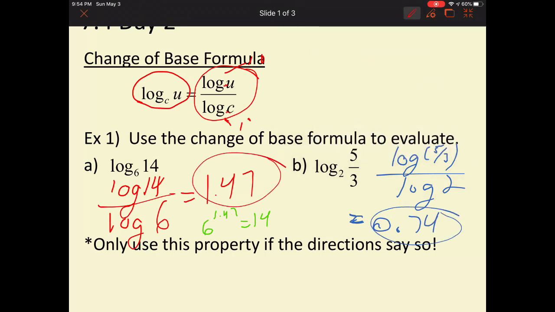So again, you're only really using this property when the directions tell you to. Don't use this when it says not to. Just don't use this when it says to evaluate or something. I'll show you what I mean in a minute.